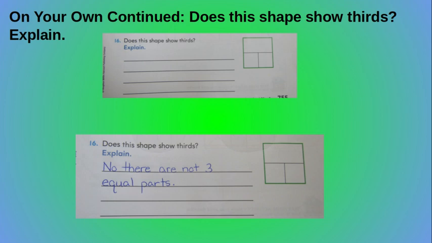Remember in yesterday's lesson, I told you that word equal is very important. They need to be equal to be thirds or halves or fourths. So go ahead and copy that sentence down onto your paper. No, there are not 3 equal parts.